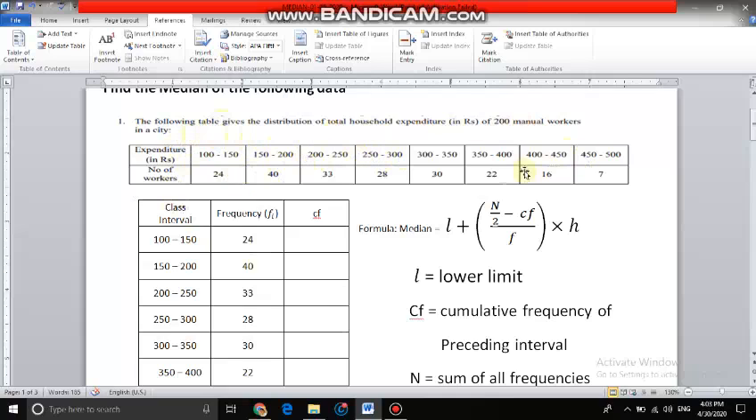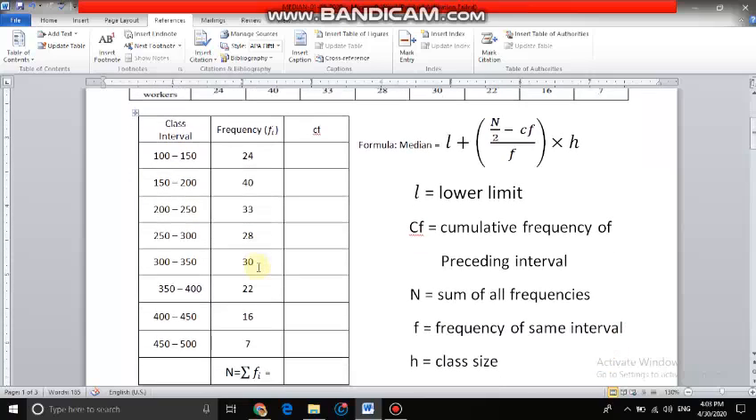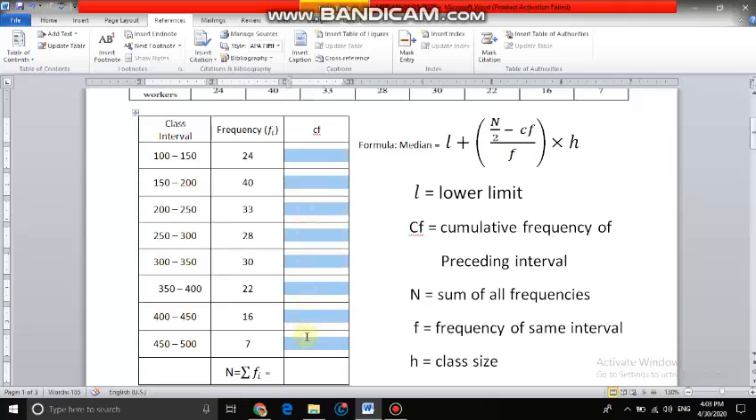I converted this horizontal table into a vertical table. Here we have one new column, cumulative frequency, CF. CF stands for C for cumulative, F for frequency. So this column we have to fill up. Let's see how to fill it up. The cumulative frequency of the first row will be the same as the frequency, that is 24.